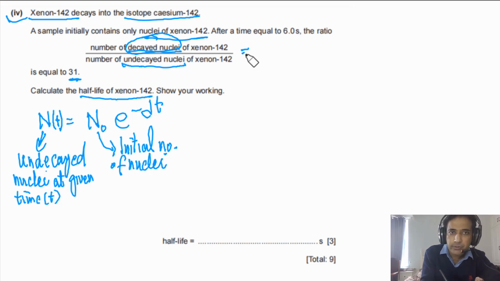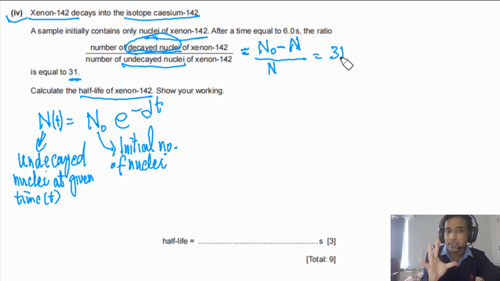So we can write here, first of all, the number of decayed nuclei. If you have the total number of nuclei N naught, and the remaining nuclei we have N, then N naught minus N will be the decayed nuclei. Undecayed nuclei we have already said is N, and this is equal to 31. I hope this makes sense.